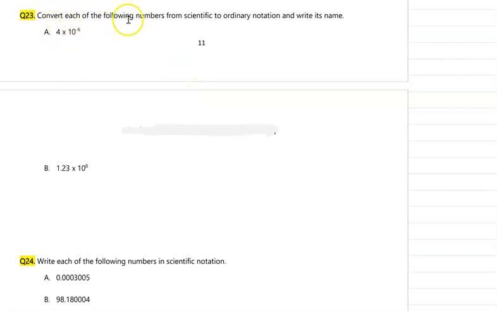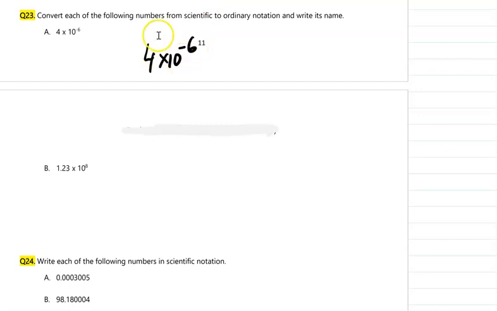Convert each of the following numbers from scientific to ordinary notation and write its name. So this is the number 4 times 10 to the power negative 6, which is scientific notation. 4 times 10 to the power negative 6.